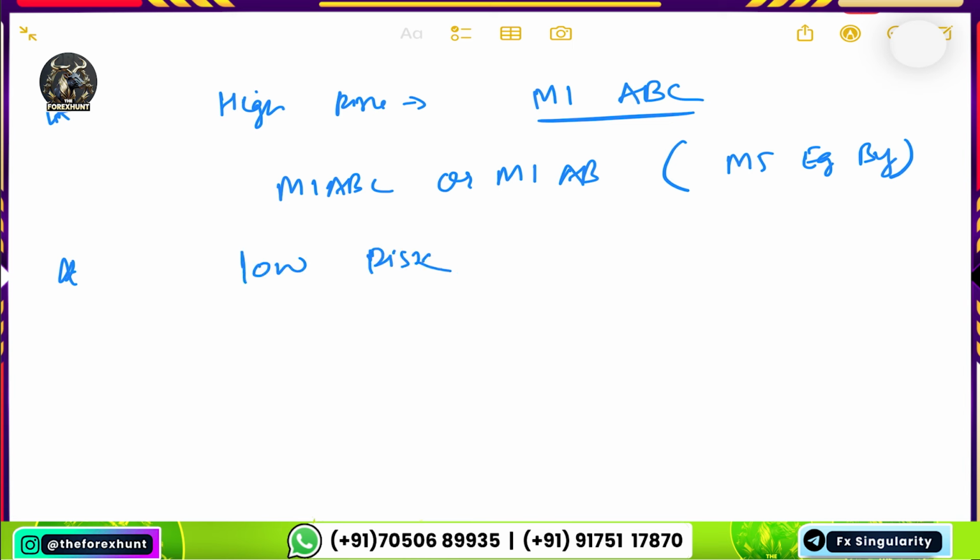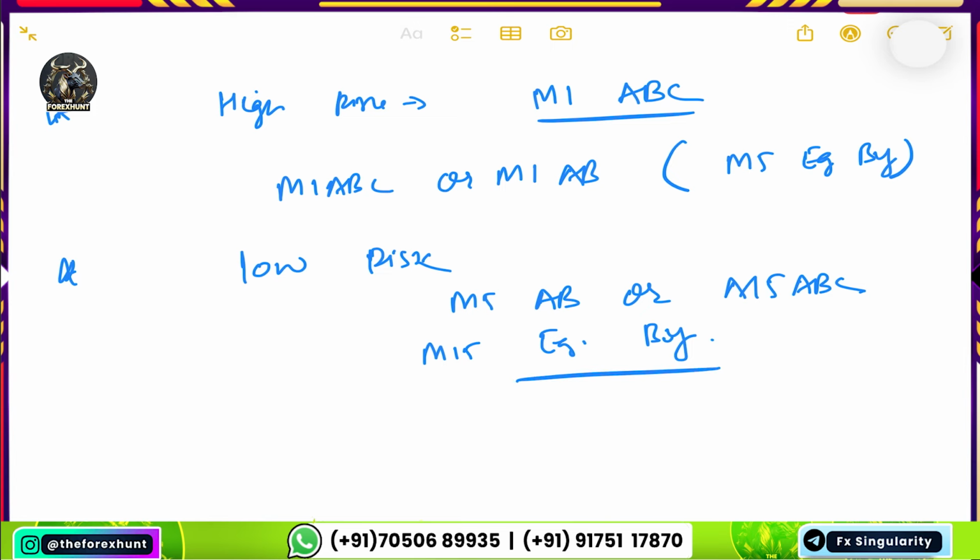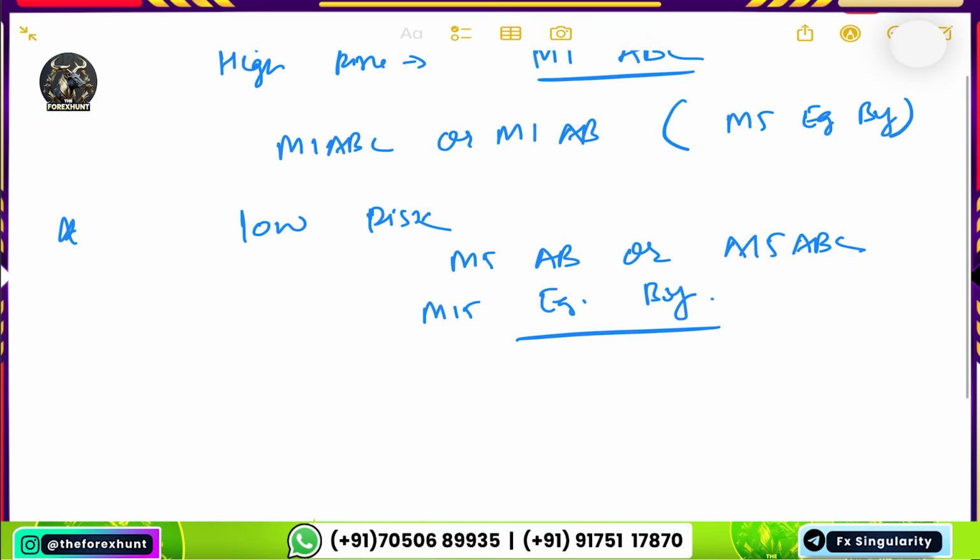If you want low risk, you have to use M5AB or M5ABC. M5AB means sell fail or buy fail. Okay. If you are in an M30 buy area and you are looking for buy confirmations, you have to use M5 sell fail in combination with M15 engulfing buy, which is low risk.